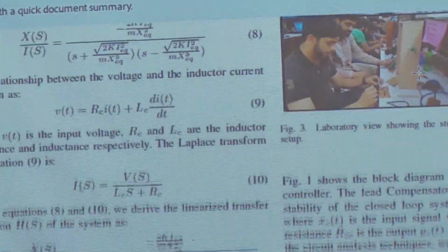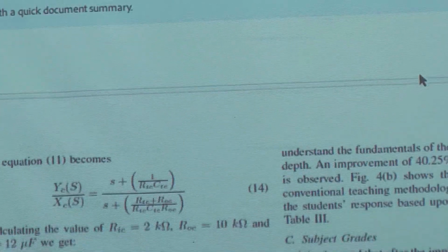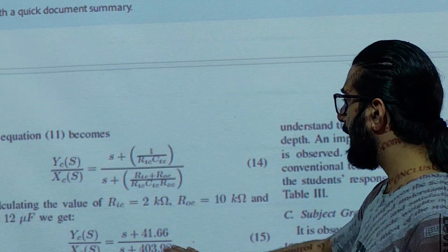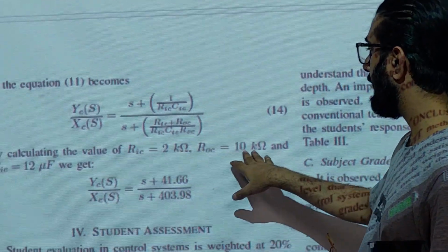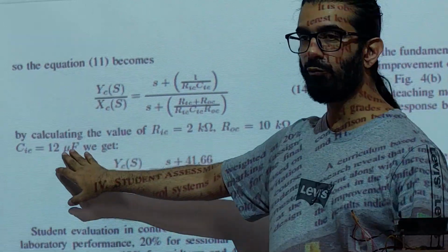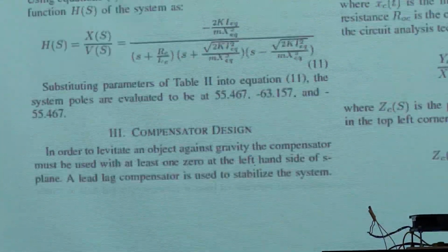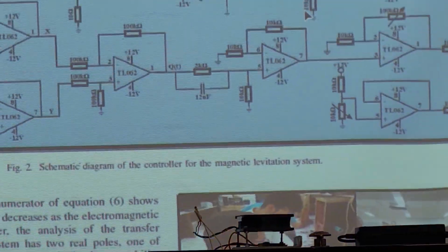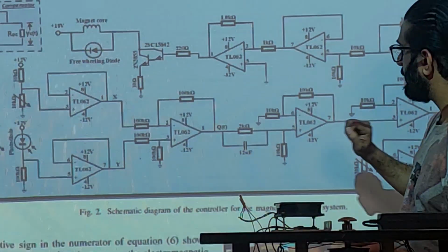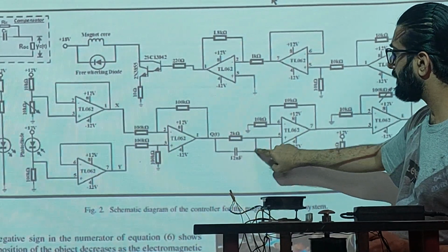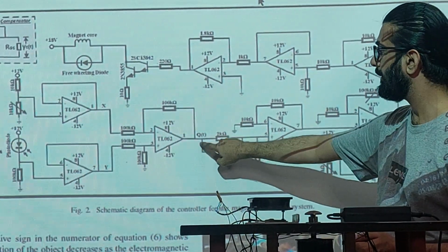Now, can you bring up the compensator design? Okay, actually this is the compensator and it has been designed using resistors of 2 kilo ohms and 10 kilo ohms and a capacitor of 12 microfarad. So, can you bring up the circuit diagram? Actually, this is basically the compensator that has been designed.